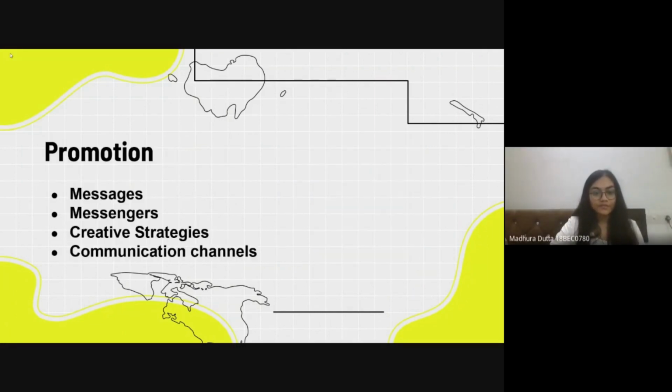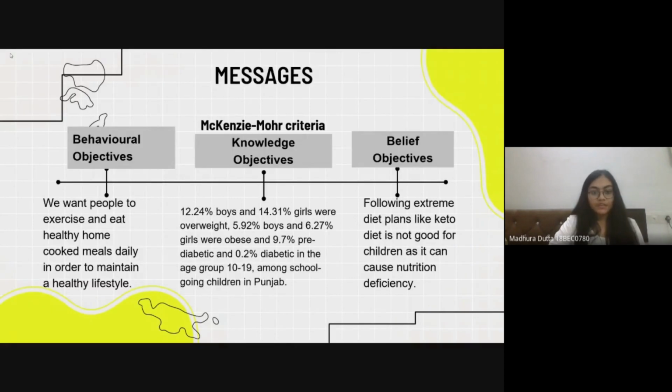Under promotion, we have key messages we want our campaign to communicate to our target audience, messengers who will deliver those messages, creative strategies like logos and taglines, and the communication channels for message propagation. The prime objective of our campaign is to help people successfully fight off obesity. So, the key message that we want to be propagated through our campaign is that fighting against obesity doesn't have to be difficult, and that if people can follow some basic exercise routines and have home cooked meals, they would be able to lose weight. And losing weight comes with extra perks as it diminishes the risk of heart diseases, diabetes, and gives an extra confidence boost to people. This can be best described using the McKinsey-Moore criteria as follows.